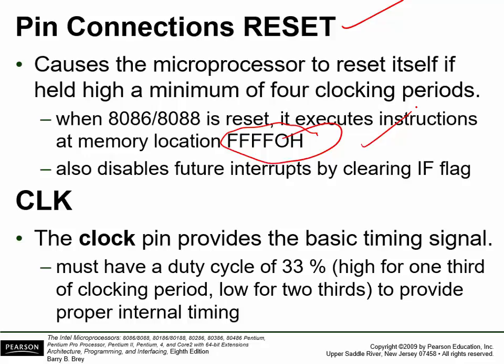The clock pin provides the clock that all processors have to have. When we look at the processor we're going to use in the lab, it has the clock built into the chip. You don't need an external clock. The 8086 required an external clock, and it had to be a fairly complex clock. This particular clock had to have a duty cycle of 33% to provide the proper timing.